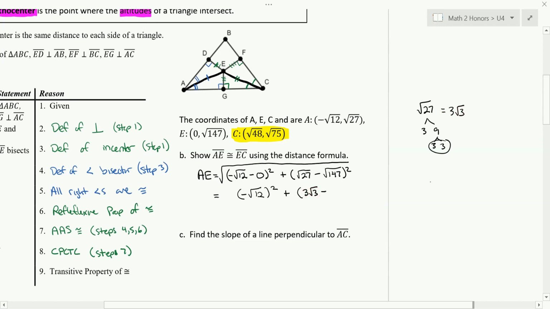And how about 147? Can you come up with a number that goes into 147? 3. And it actually turns out to be 3 times 49, and 49 is 7 times 7. So we're going to get 7 root 3. Before we couldn't subtract, now we can because they're both in that root 3 form. Don't forget that square root.